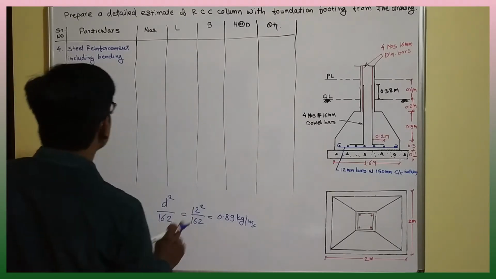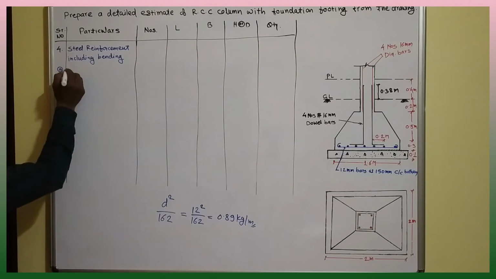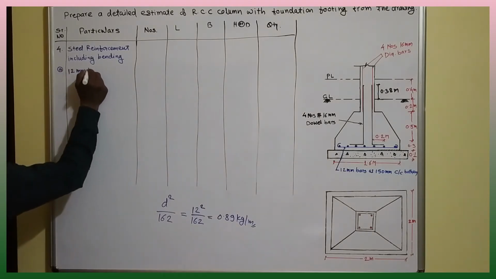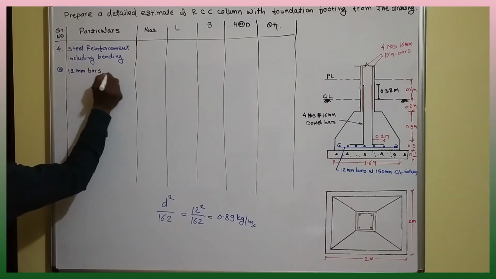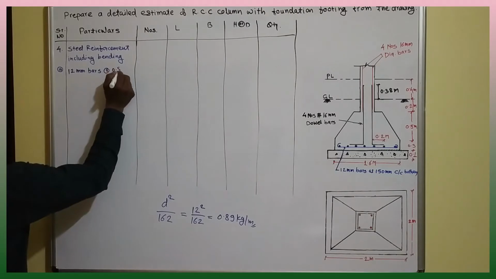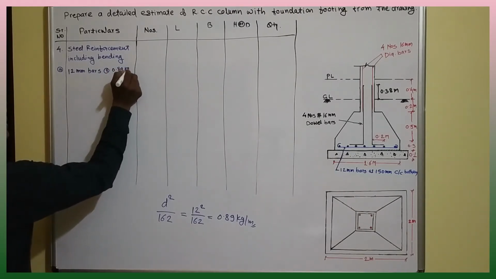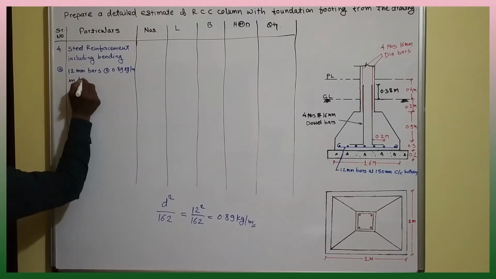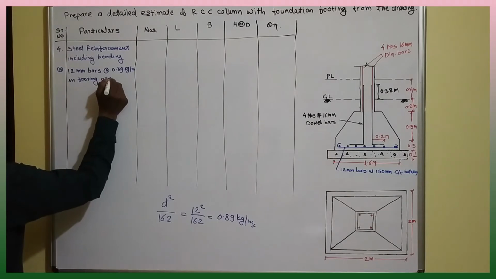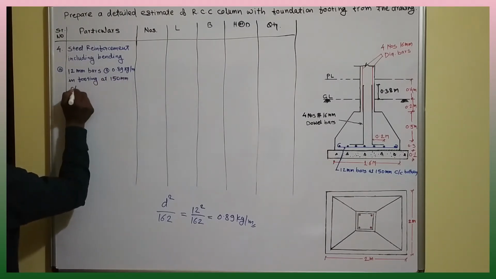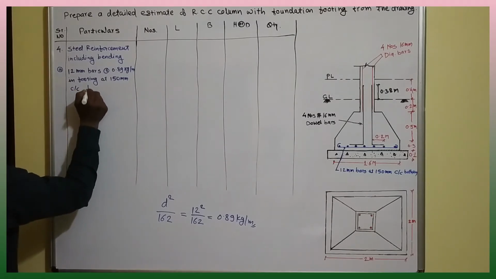Now I will write here in the measurement sheet: 12 mm bars, about 0.89 kg per meter, in footing at 150 mm center to center both way.